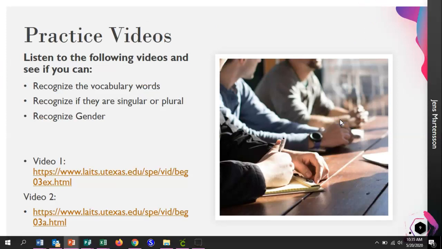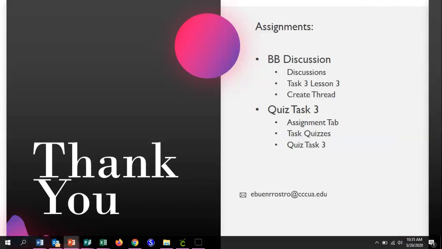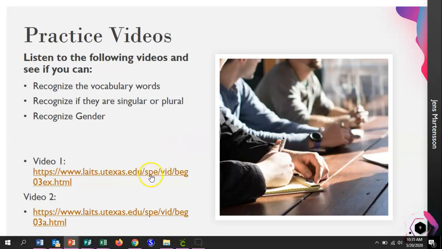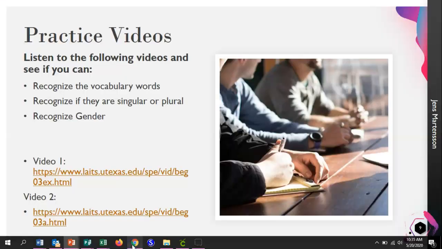Okay, and I've got a couple of practice videos here that I'm still going to share with you. And while we do that, remember, we are trying to actually recognize vocabulary words within the video. We're going to try to recognize if they're singular or plural, and then we're going to recognize their gender as well.